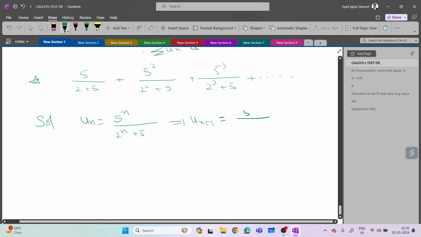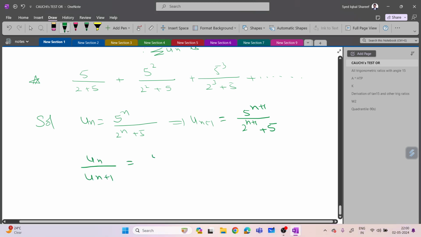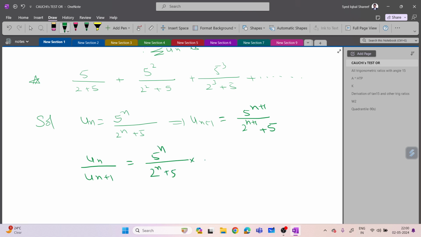Un plus 1 is 5 to the power of, wherever n is there, we are writing n plus 1. That's it, n plus 1. Now what is un by un plus 1? 5 to the power of n by 2 to the power of n plus 5, and this will be 2 to the power of n plus 1 plus 5 by 5 to the power of n plus 1. So what I am doing is here 5 to the power of n, 5 to the power of 5 into n. This is 2 to the power of n plus 1 plus 5 divided by 2 to the power of n plus 5. This is getting cancelled.